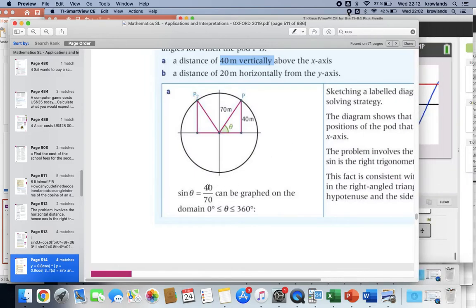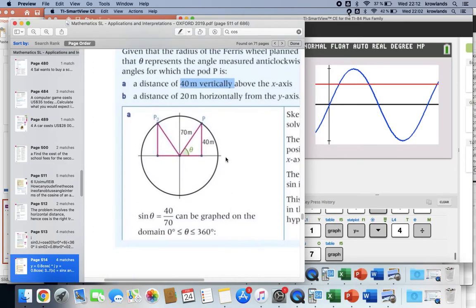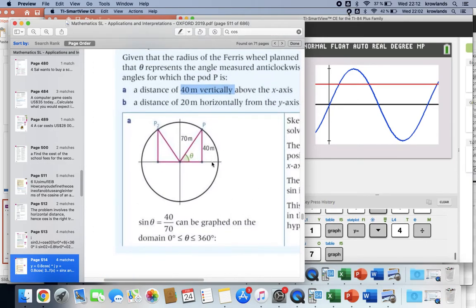So in order to solve this equation, all we need to do is label the triangle, which we've done, decide whether it's sine or cosine, which we've done.